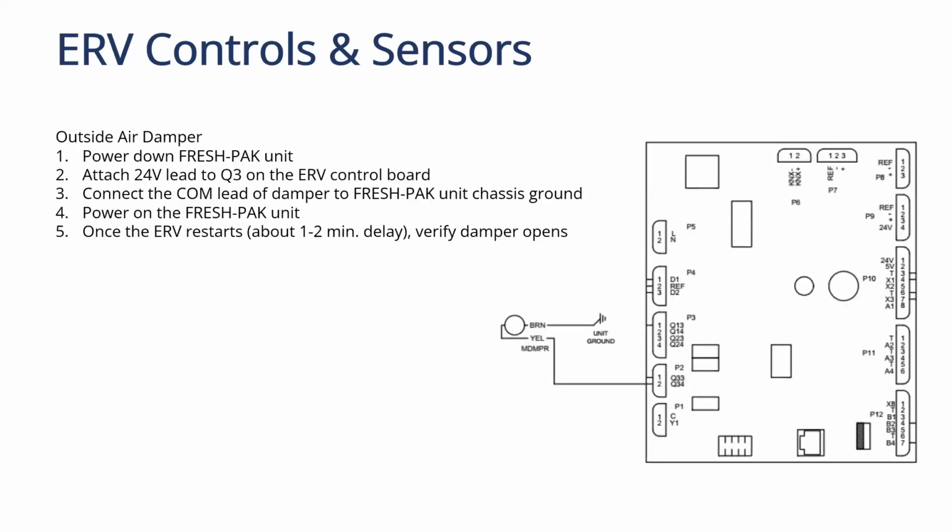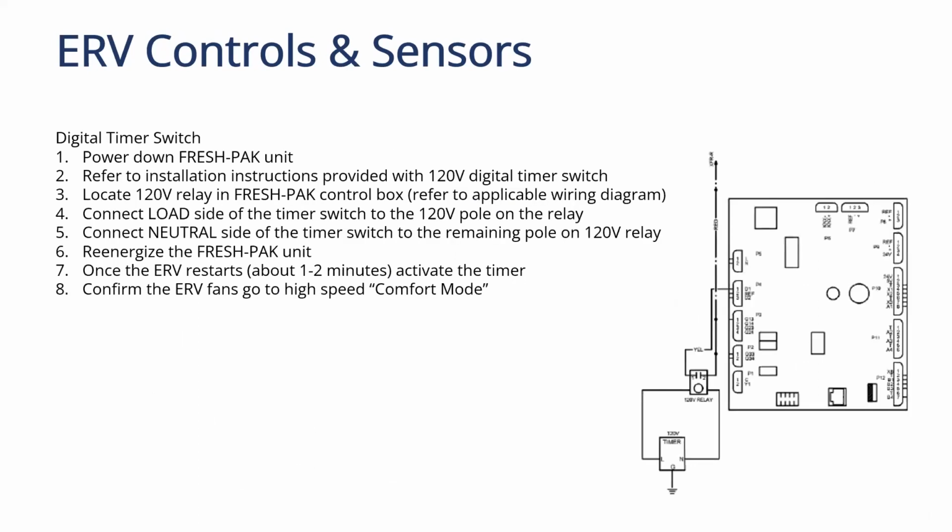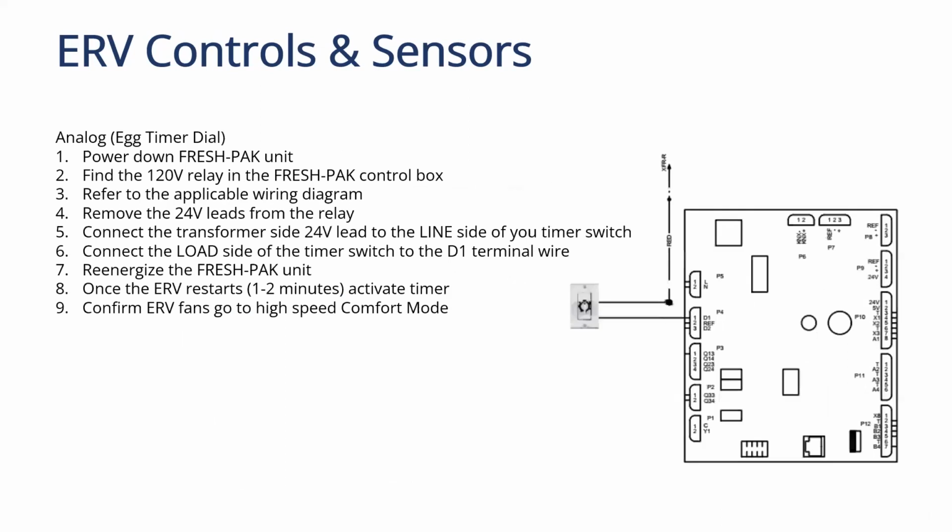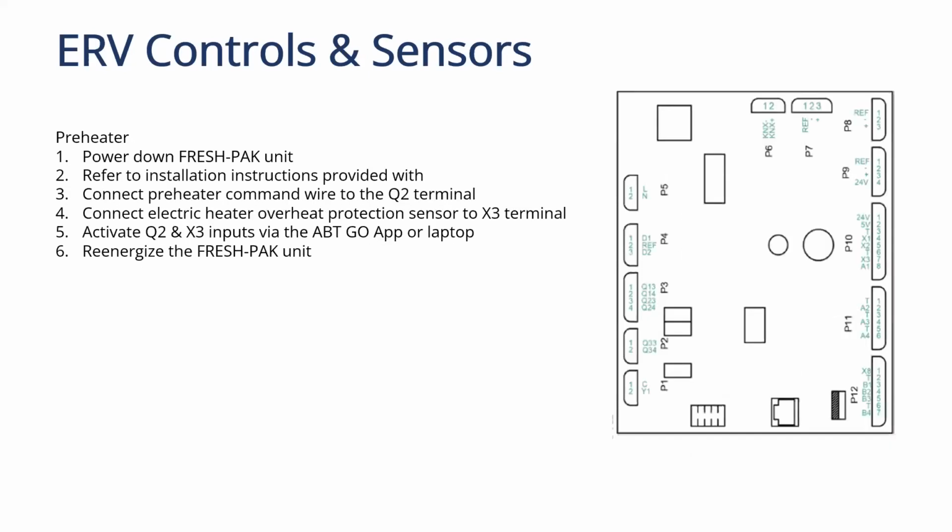There's an outside air damper option available, a digital timer switch if you're wanting to use the ERV in lieu of a bathroom fan. There's an option for a digital timer or an old school egg timer, like the rotating, clicking timer that you see in some bathrooms. And then there are also preheater options available.